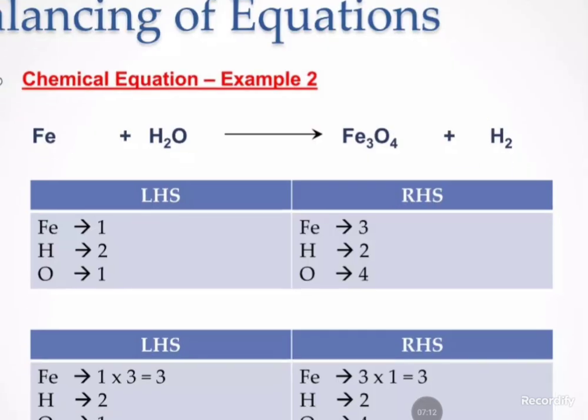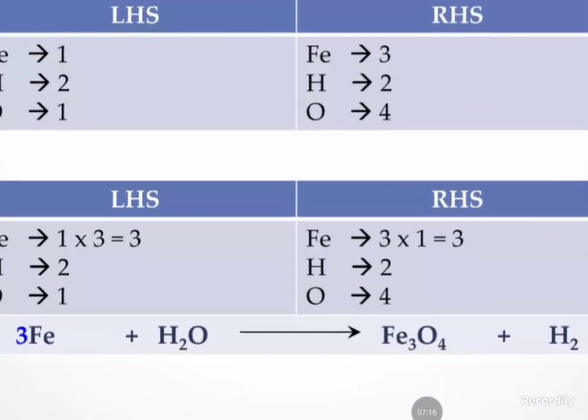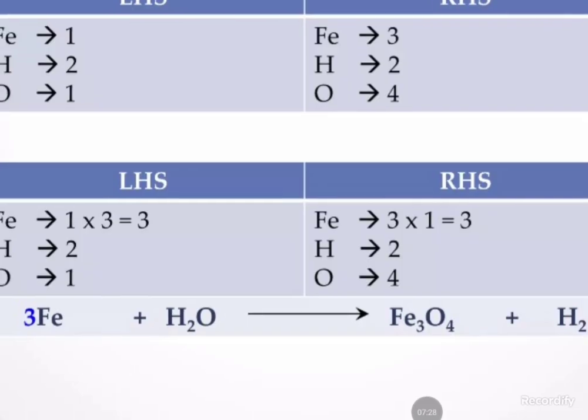Okay. Next, see here, we are just multiplying by the highest number. We should find that highest number. Whichever number is suitable for multiplying, that number we substitute here. So next you can see, before iron we mentioned 3. So iron on the left hand side and right hand side are both balanced.